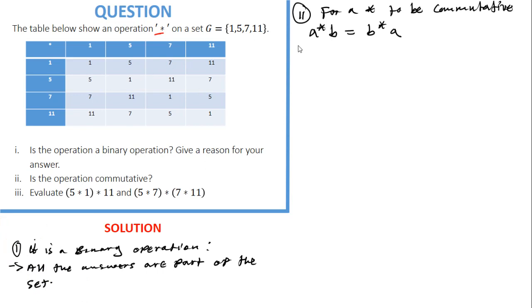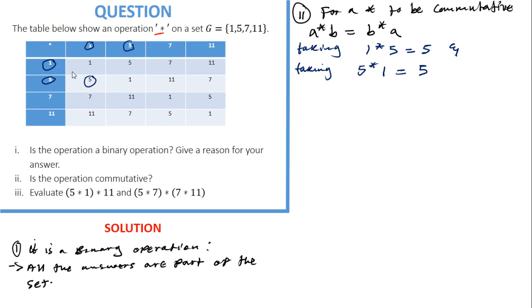So let's say we take 1 star 5. If we pick this one and we star it with 5, it's simply giving us 5. So this is just simply equal to 5. And let's say we take the other one, 5 star 1. If we pick 5 star 1, it's simply giving us also 5.